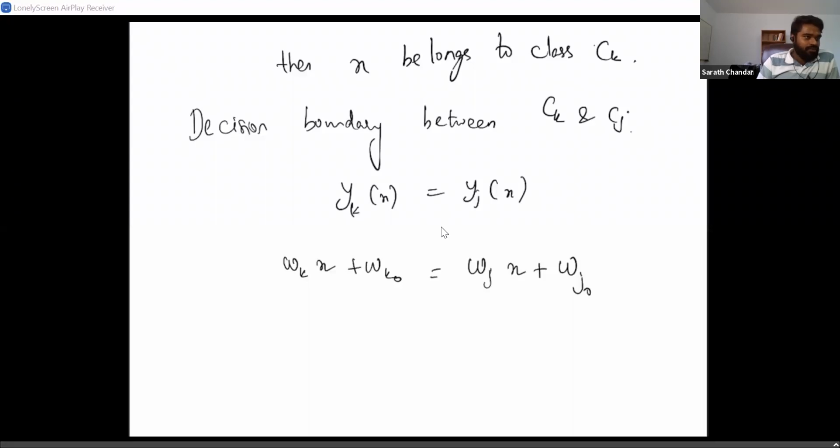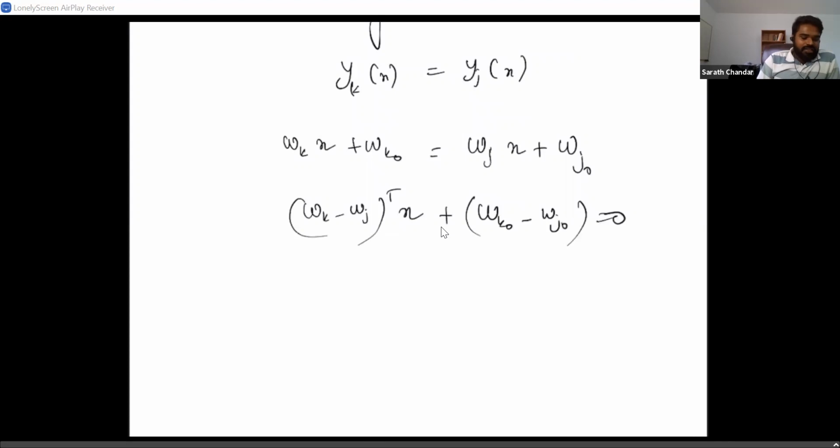So I can do a little bit of rearrangement here, and it becomes (wk minus wj) transpose x plus wk0 minus wj0 is equal to 0. Now you can see that this equation of the decision boundary is very similar to the decision boundary in the two-class setting that we discussed in the previous lecture. So in some sense, all the geometrical properties that we have discussed in the previous lecture apply for this third way of doing multi-class classification.